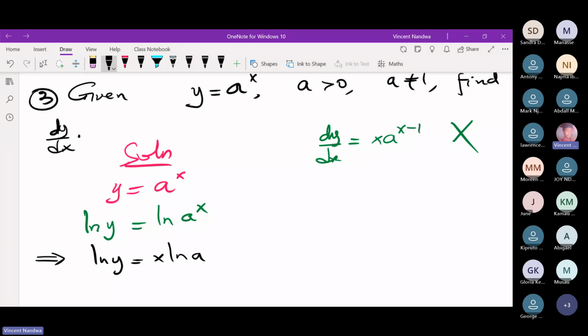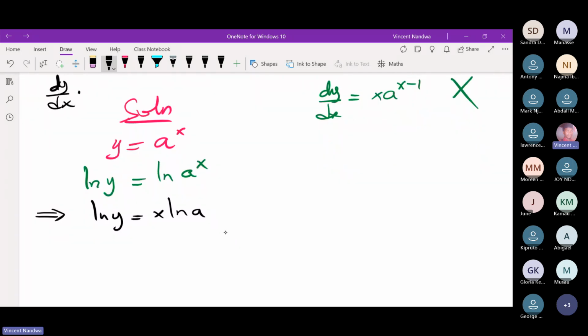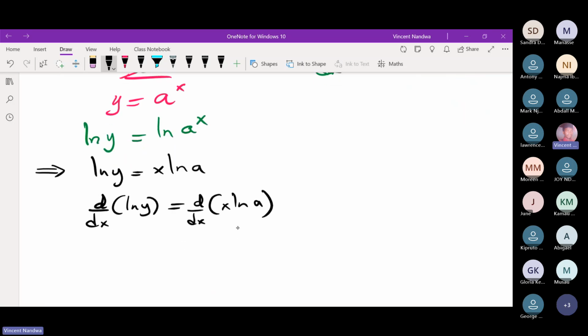x ln a. So then differentiate both sides with respect to x. So what would be the derivative of the left-hand side? d dx of ln of y.